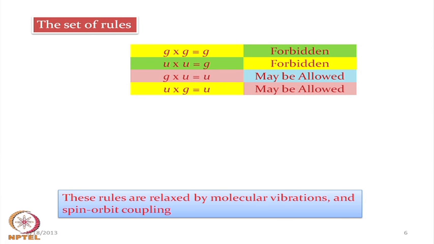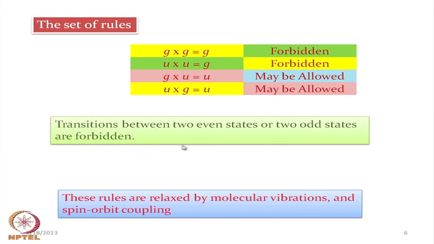So, the set of rules we have now is that g to g is forbidden. G product g is g, and u product u is also g. So, these are two forbidden transitions. But g to u the product is u, and u to g the product is also u. So, in these two cases, when the product is u, that means uneven or odd, they may be allowed transitions. So, transitions between two even states and between two odd states are forbidden.